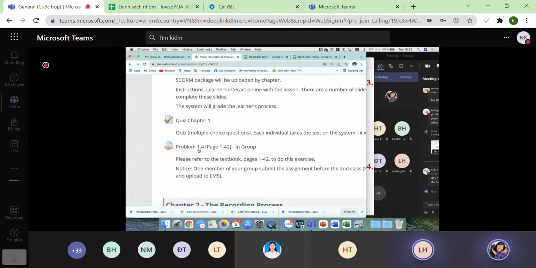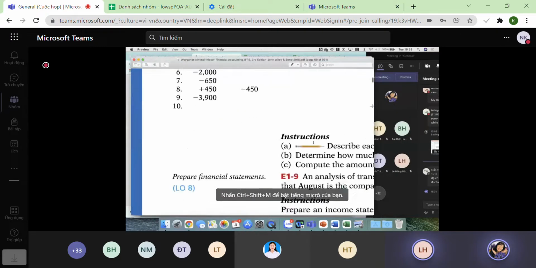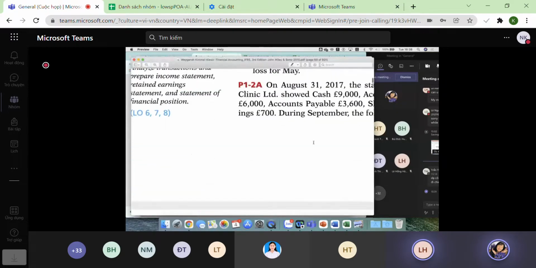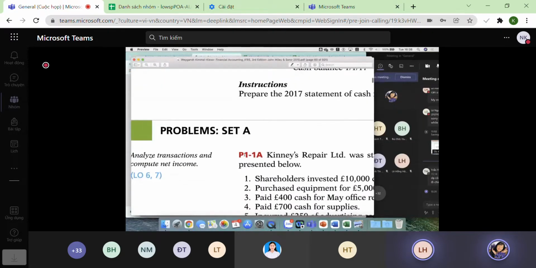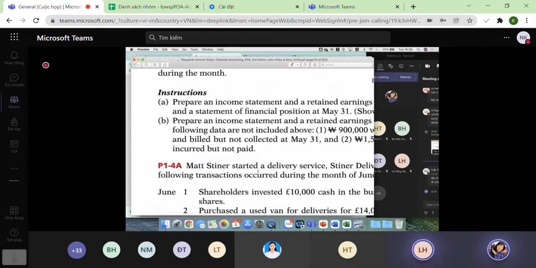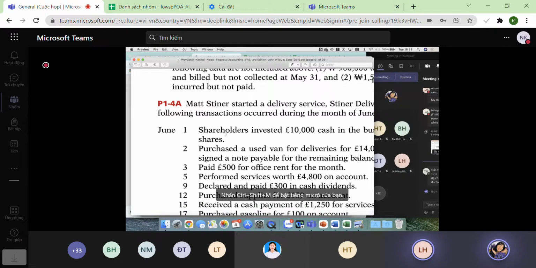For example, problem 1.4 in the textbook. Problem means P, exercise means E. So problem 1.4 means P1.4a. We just do the exercise of part A of this textbook, 1.4a. Okay? 1.4a.